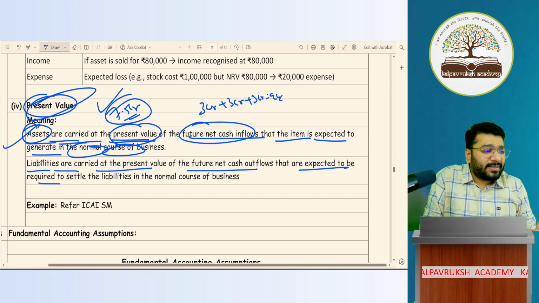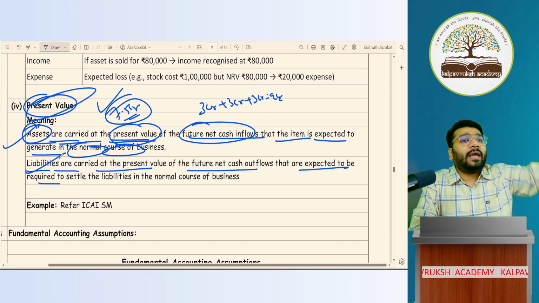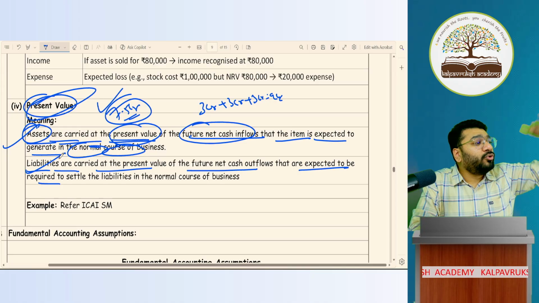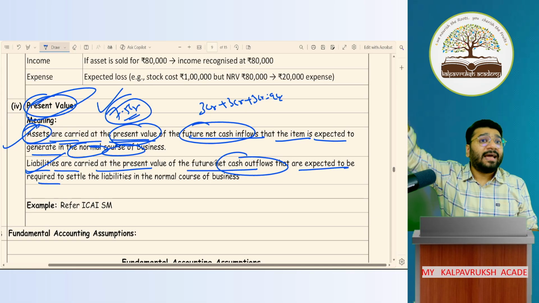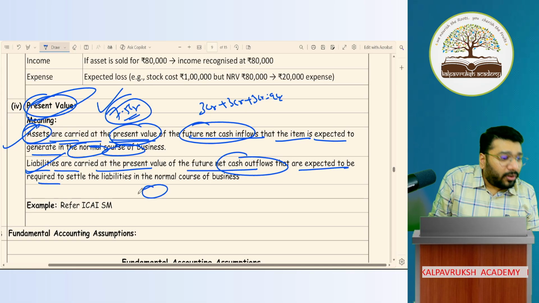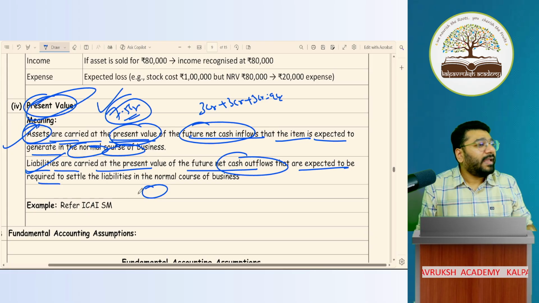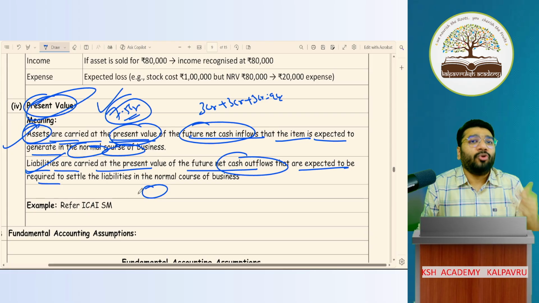Okay. Liabilities are carried at the present value of the future net cash flow that are expected to be required. Again, liabilities also you can record at the present value of the future net cash outflow. So whatever outflow I'm going to do in the next 5 years, that I'll discount now and that value I'll record. Is this correct? Any of this AS will talk about it? No. No AS will suggest this.